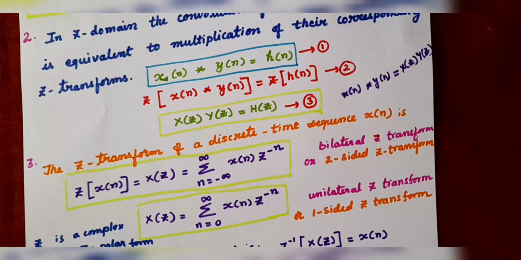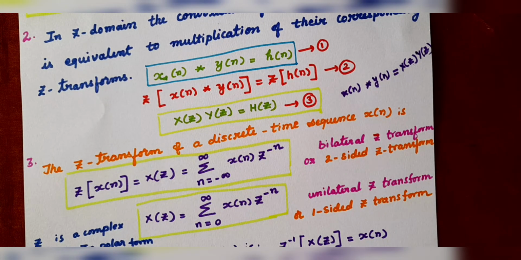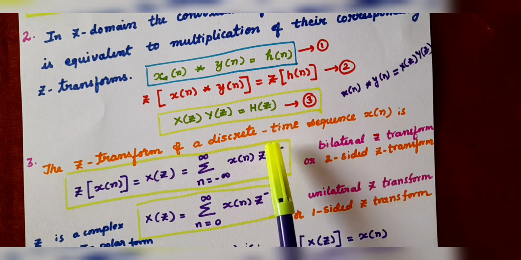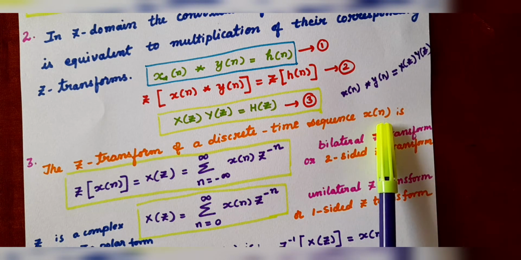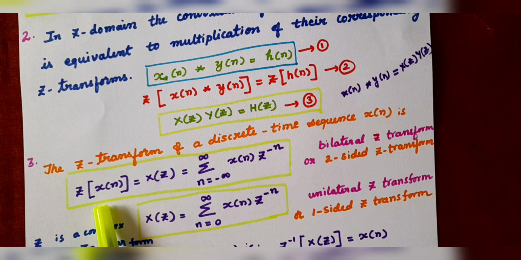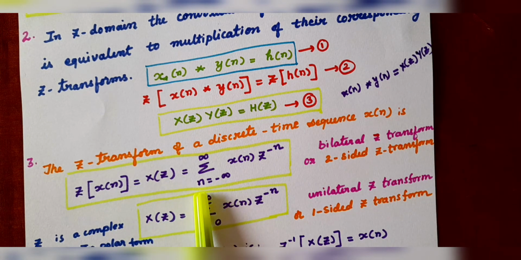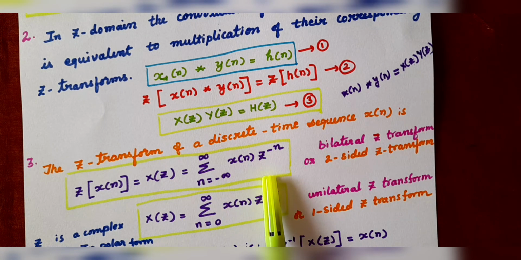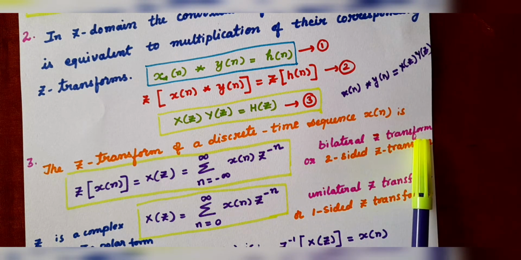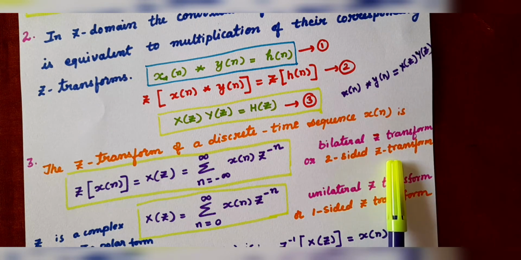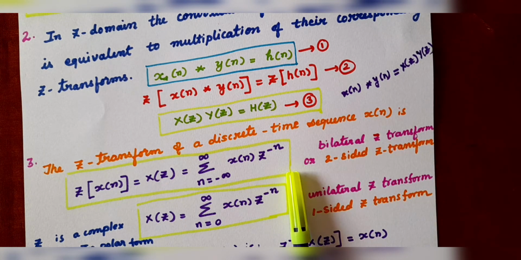Third point, coming to the definition of Z transform: the Z transform of a discrete time sequence x of n is X of z, given by summation n equal to minus infinity to infinity x of n z to the power minus n. Okay, this is known as the bilateral Z transform or two-sided Z transform equation.